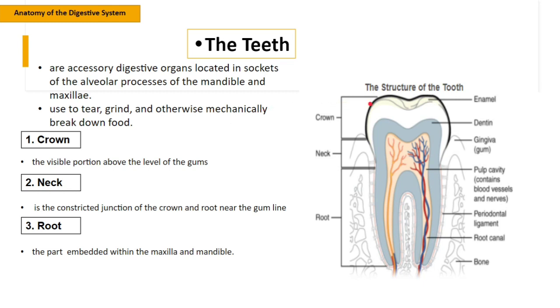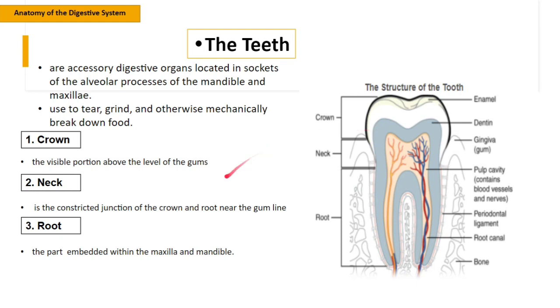Okay, and your teeth, ito yung structure ng ating teeth. It has 3 major regions. First is your crown, which is the visible portion above the level of the gums. So basically, yung nakikita natin with our eyes, pag ngumanga tayo, those are known as crown.